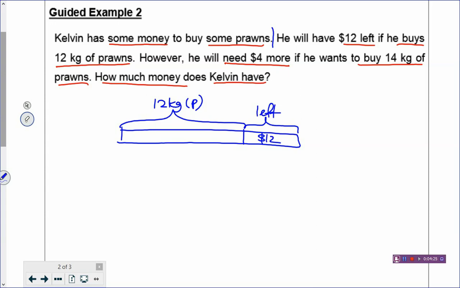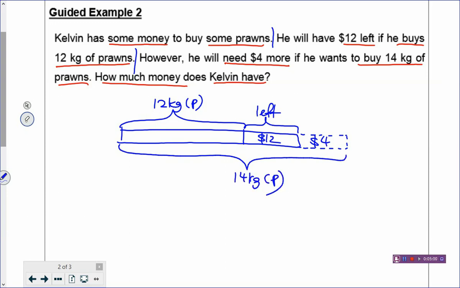Alright, so we have drawn until here. However, he will need $4 more if he wants to buy 14 kg of prawns. So the whole rectangle is not enough to buy 14 kg of prawns. He needs another $4 more. So now can you see you draw a shortage? The shortage is represented by a dotted box. So when you draw a dotted box, it means it is a shortage. And with that $4 more, what happens? He can take all this money and buy 14 kg of prawns.